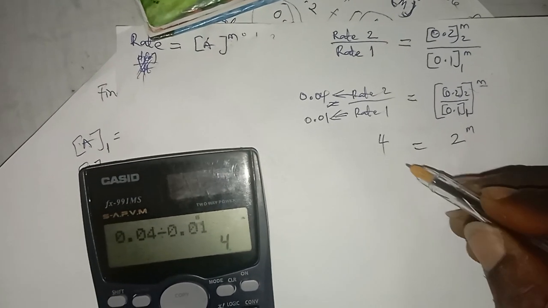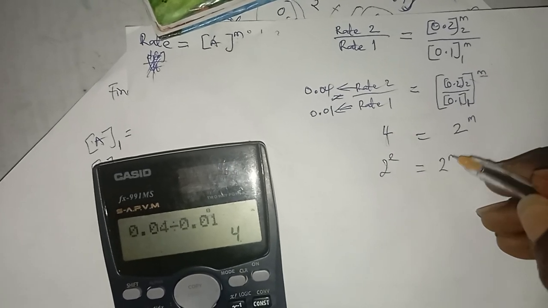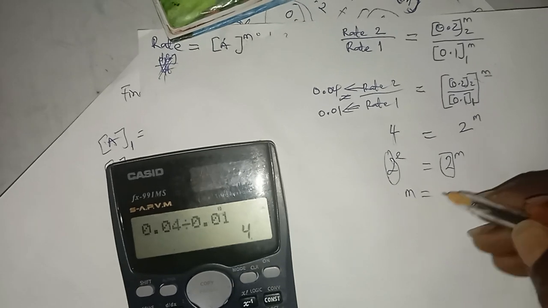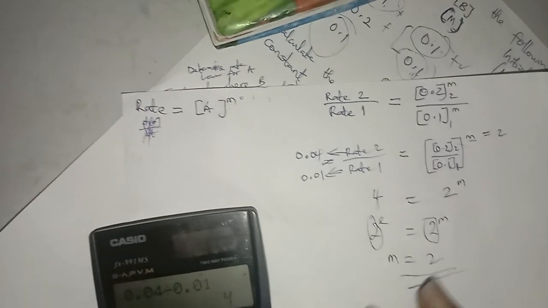Close to this. And remember that this one is raised to power m. So this is now going to be, using indices, 2 raised to power 2 equals 2 raised to power m. Provided the bases are the same, the powers are equal. So m is equal to 2.